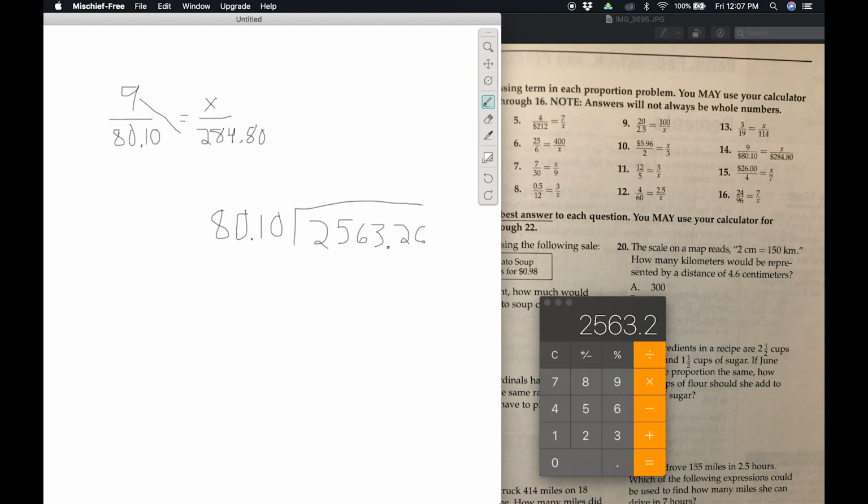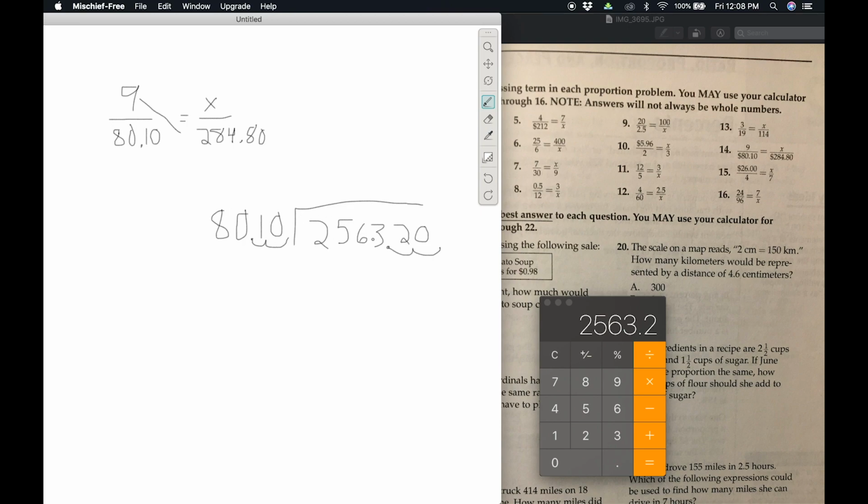$2,563.20. We do have to put the 0 since we are dealing in currency. Okay, so since we can't really do this like this, we have to move the decimal point over 2 spaces to make that a whole number. So we do that here as well. Now we can do the problem.